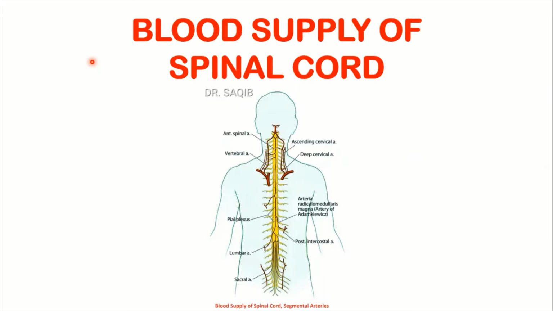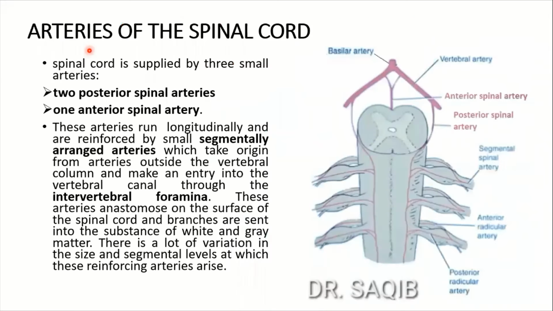As you know, I started a series of lectures on the spinal cord, and this is in addition to that, the blood supply of the spinal cord. That's a comprehensive discussion. So, arteries of the spinal cord. The spinal cord is supplied by three small arteries: two posterior spinal arteries and one anterior spinal artery.